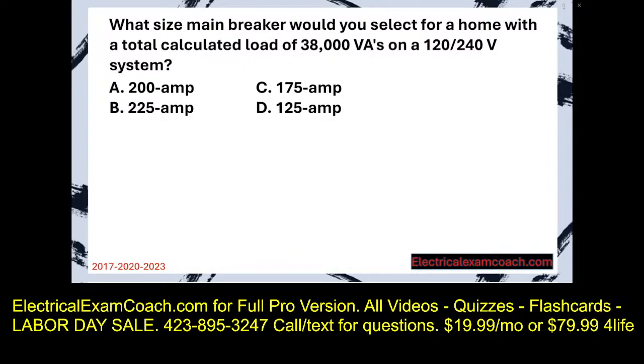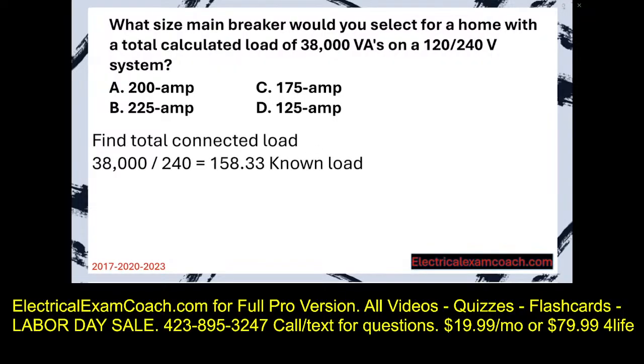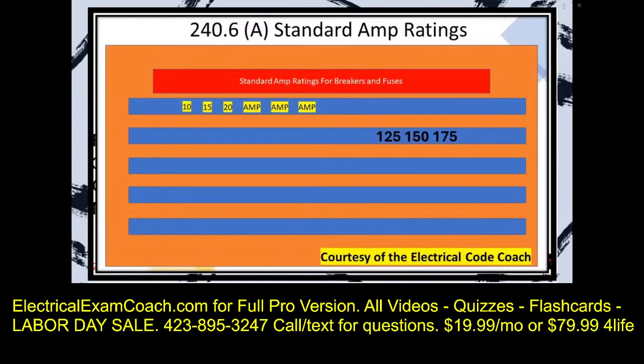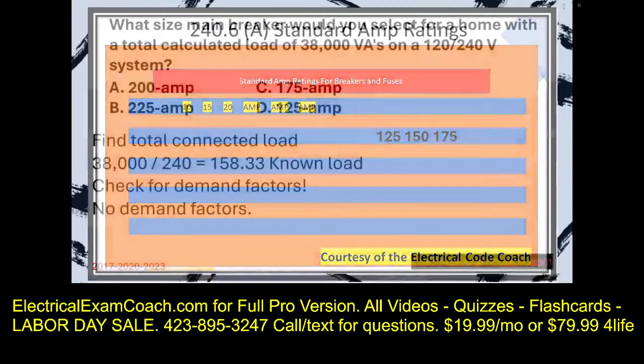What size main breaker would you select for a home with a total calculated load of 38,000 VAs on a 120/240 volt system? Step 1, find our total connected load. They've already done the math for us, so all we have to do is divide by the system voltage. In this case, it equals 158. Now we check for demand factors. Like we said before, there are no more demand factors on this calculation. We head over to table 240.6(A), and we choose the next standard size breaker. In this case, it's 175 amps.